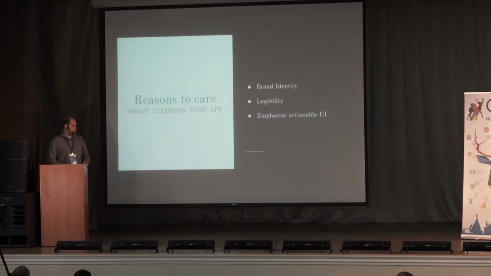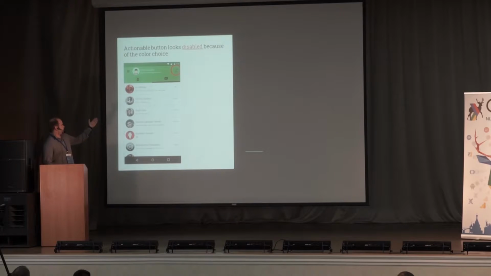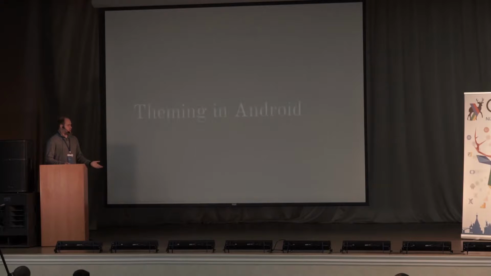And the third thing I could think of is to emphasize actionable UI. If you take a look here, for example, this app wanted to use a dark shade of green, and they used a wrong shade of green because this button looks disabled now, and you don't want to do that. Disabled buttons are pale, and actionable buttons are well contrasted. So the black magnifying glass is actionable, and you're fully aware as a user that you can click on that. And also you're fully aware that you cannot click on the subscribe button. So that's another thing to consider.